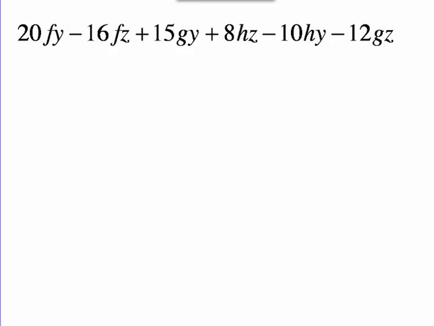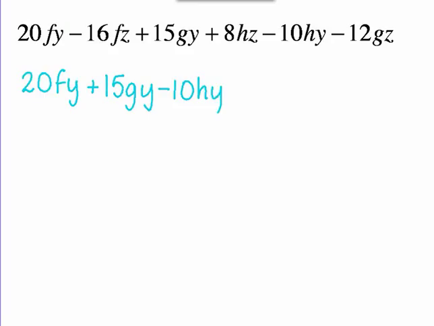How many Ys do I have? 3. How many Zs? So let's put the y's together and let's put the z's together, kind of like we did in that example we ended with yesterday. So I'm going to put all the y's together. So I've got 20fy plus 15gy minus 10hy. So all the y's are together.